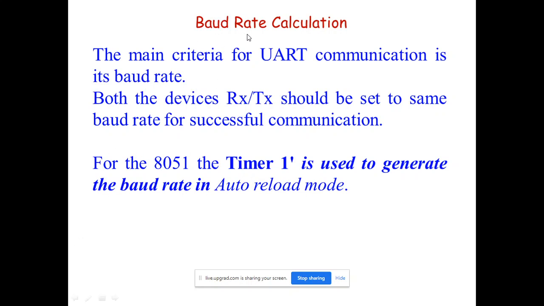Now for baud rate calculation, we are using 8051 Timer 1 in auto-reload mode. Auto-reload mode means mode number 2. Once you set your baud rate as 9600, all bits must be at the same baud rate. This is one of the applications of mode number 2. Timer or counter mode 0 is a 13-bit timer mode. Mode 1 is a 16-bit timer mode.